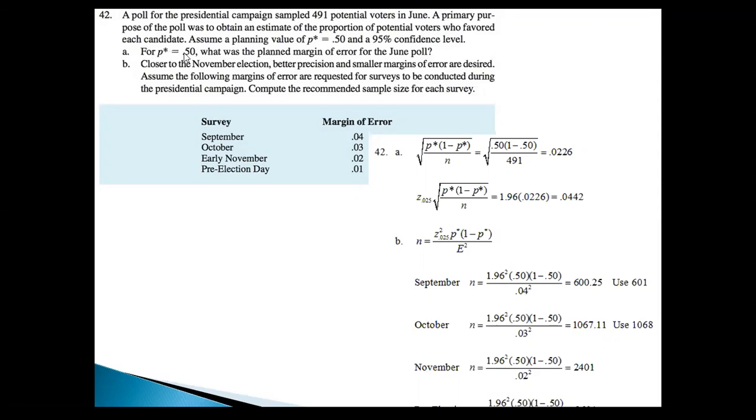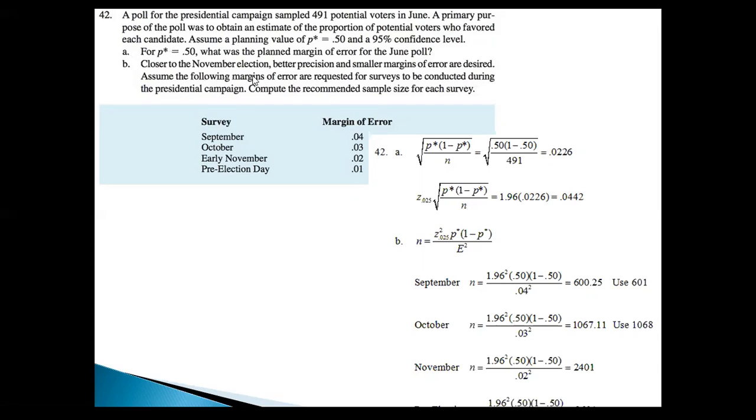So for p star equal 0.5, what was the planned margin of error for the June poll? Well, we just have to plug in everything we know. 95% confidence, that's going to give us the 1.96 here, times the p, which is 0.5, times 1 minus p, which is again 0.5, over n, which they gave us was the 491 people polled. And we multiply all that out, we get 0.0442. All right, so that is the planned margin of error for the June poll.